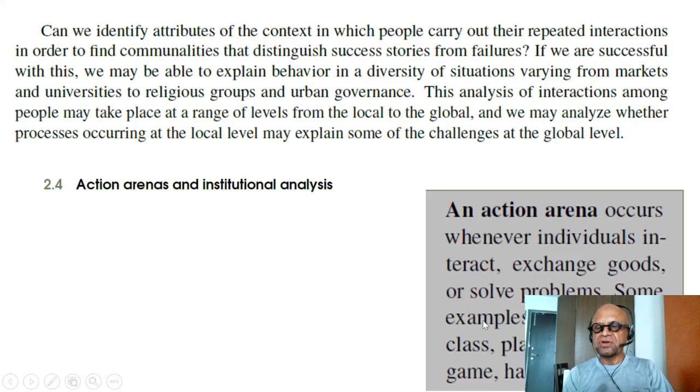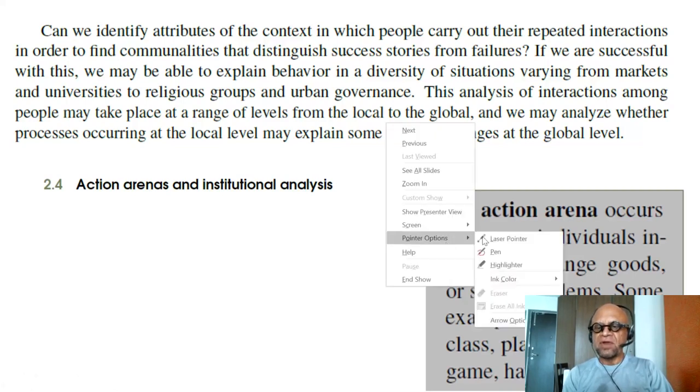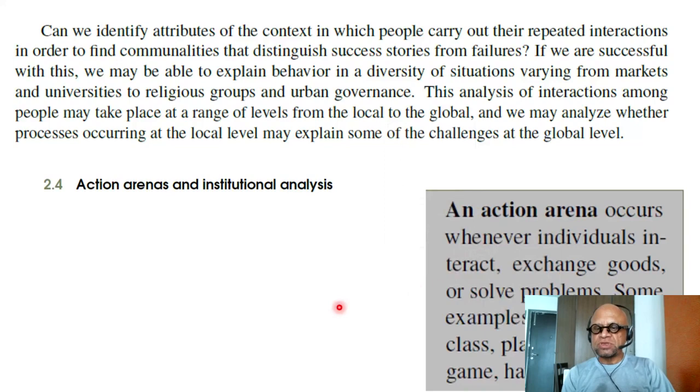An action arena occurs whenever individuals interact, exchange goods, or solve problems. Some examples are teaching a class, playing a baseball game, having dinner. We already discussed this as an institution where repeated interactions happen. It's in the class, playing a basketball or baseball game, cricket, whatever, and even having dinner one on one or in a group. The rules, the norms, they are always implicit, as we said before. People don't even have to think about it.